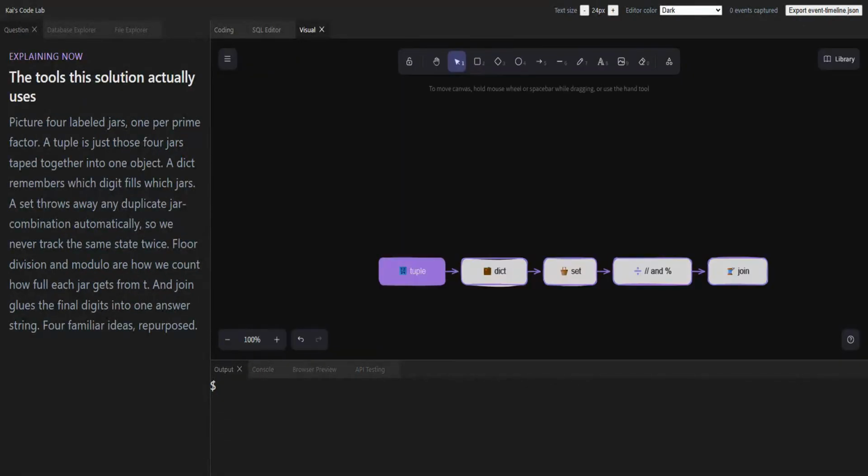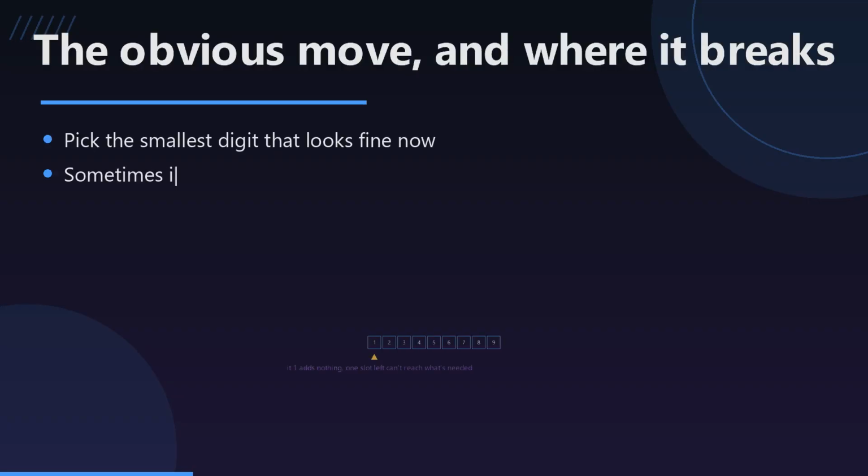Picture 4 labeled jars, 1 per prime factor. A tuple is just those 4 jars taped together into one object. A dict remembers which digit fills which jars. A set throws away any duplicate jar combination automatically, so we never track the same state twice. Floor division and modulo are how we count how full each jar gets from t. And join glues the final digits into one answer string. 4 familiar ideas, repurposed.